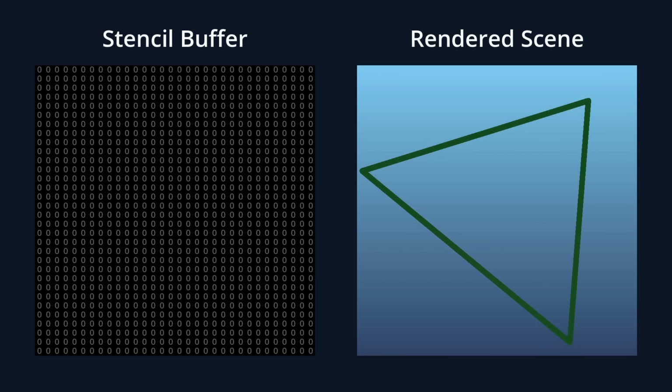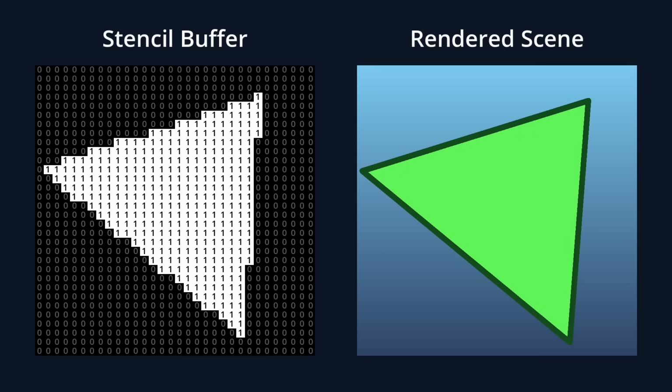Let's draw this triangle onto the screen. We can choose to set the values of the pixels covered by that triangle from any number between 0 and 255. Let's set them equal to 1. When we draw the triangle, it renders to the screen and to the stencil buffer with the value we picked.